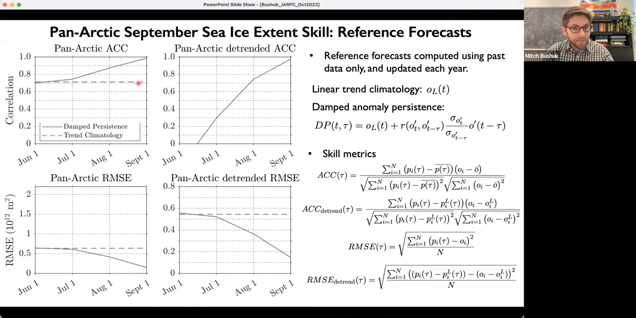In terms of the trend climatology, you can see that for the full non-detrended ACC, even a linear trend does pretty well, with an ACC value of above 0.7. So it's capturing about half the variance of the interannual anomaly signal, just due to the fact that we have, of course, had a very strong trend over the satellite era. If you compare that to the damped persistence, shown in this solid gray line, you can see that by incorporating information about this year's anomaly, you get a clear boost in prediction skill, especially from September 1st and August 1st. As you go back to longer lead times, that damped persistence skill converges to the trend climatology.